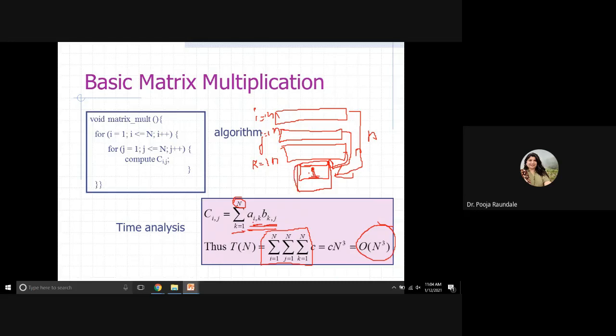If there is a single instruction in this block of statement, how many times will this one instruction execute? It will execute n into n into n times, right?